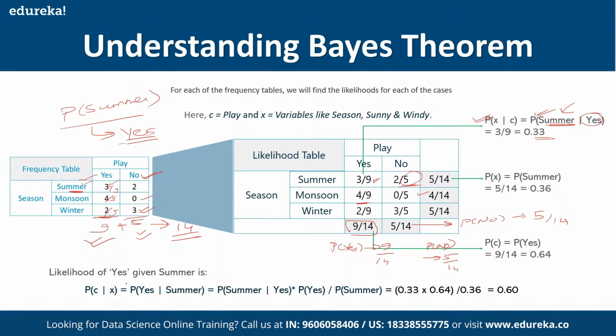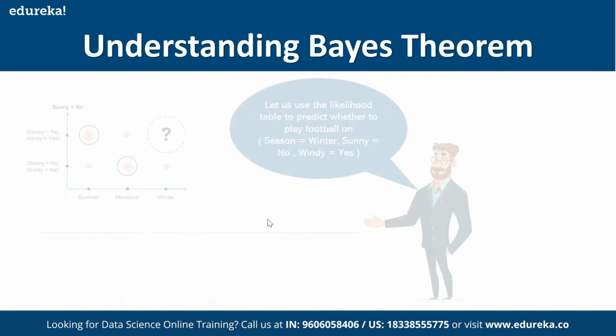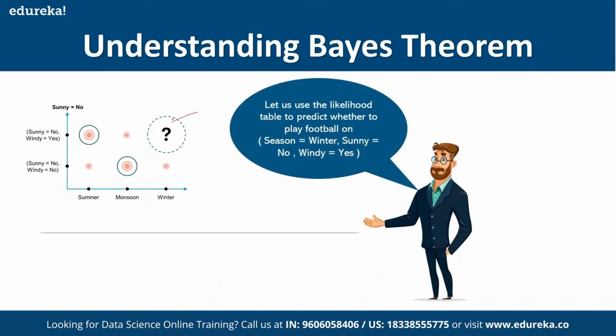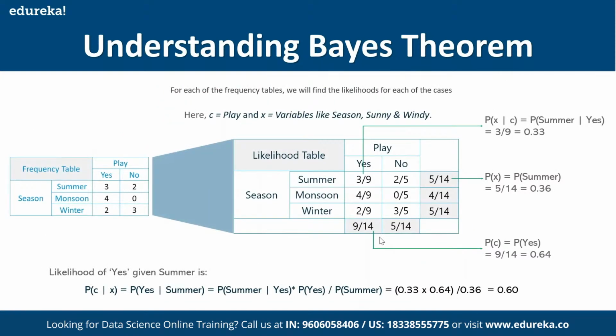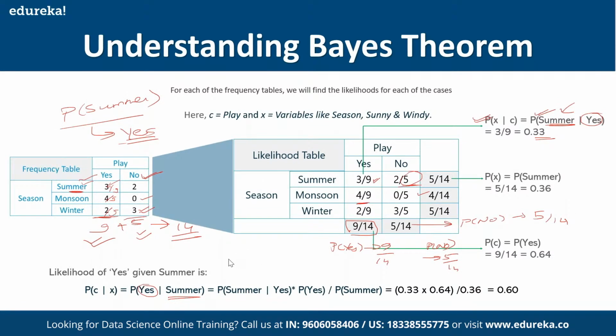Now what do we want to learn? We want to learn the probability of yes when it is summer. All these calculations you have done. Now let us understand this. What is the probability of no, that you are not going to play football, given that the sunny condition is no and the windy condition is yes? We are going in reverse now. Given a new condition that today is summer, what is the probability of yes that you will play football given it is summer?